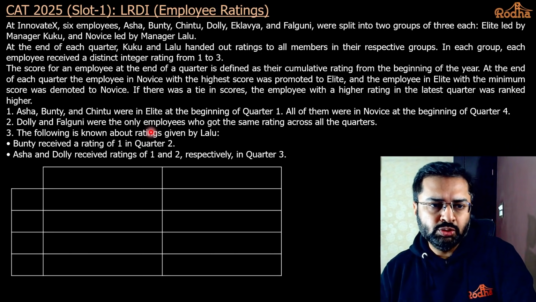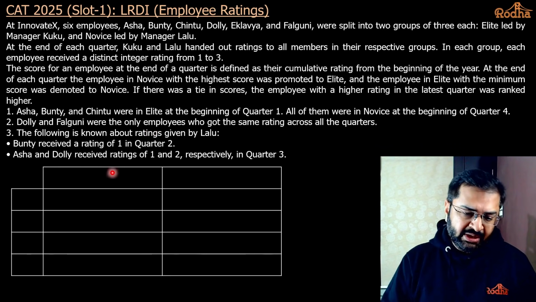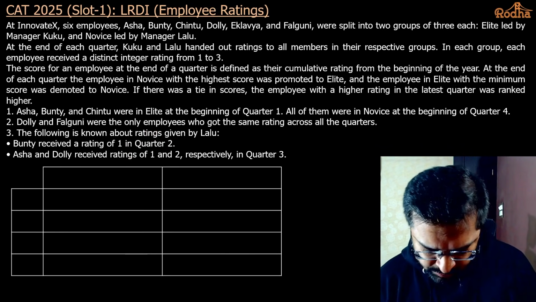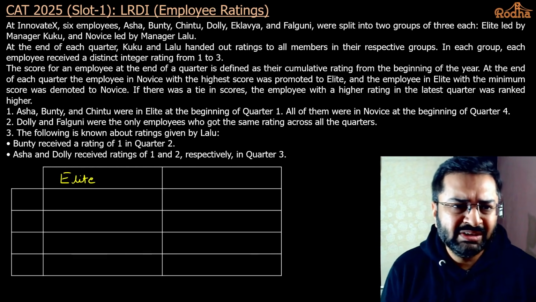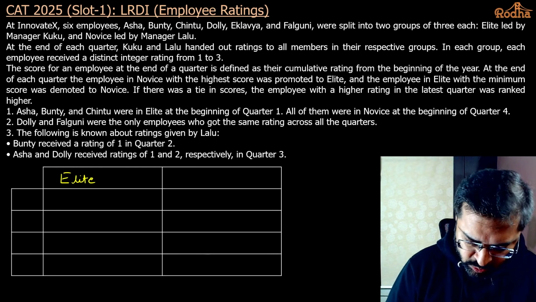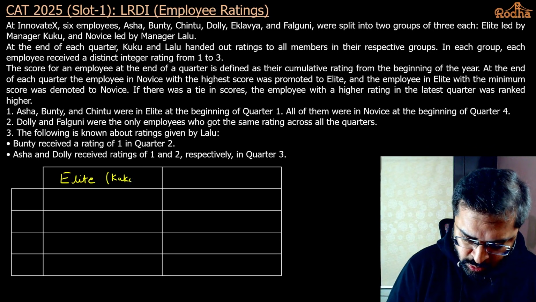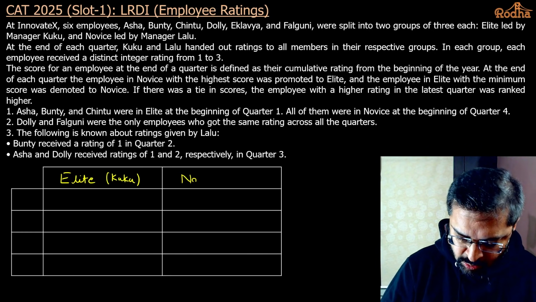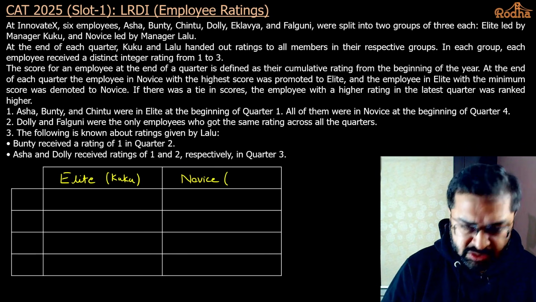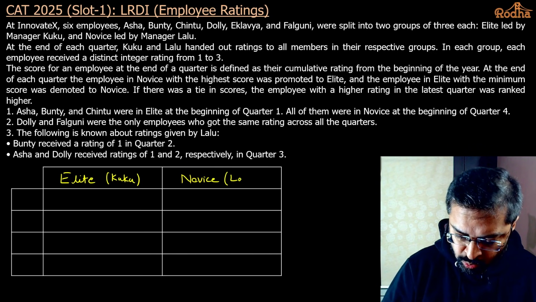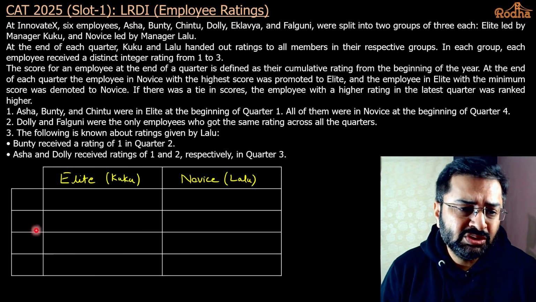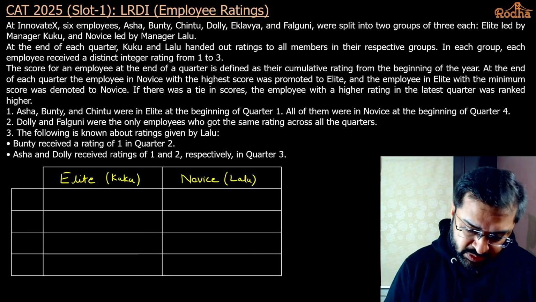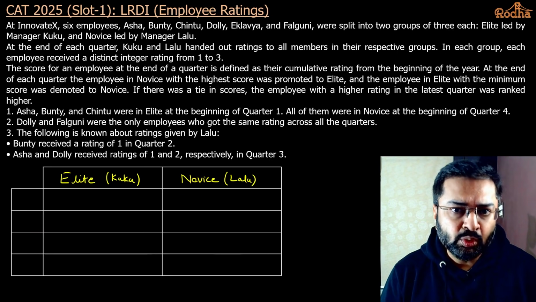So you can understand what I intend to do here. I'll just create two groups. This one is Elite, and so that there is no confusion, I'll write the name of the manager as well. So this is Kuku, and this is Novus, and the manager is Lalu. So it is like that, right? And these rows are for phases, the quarters.